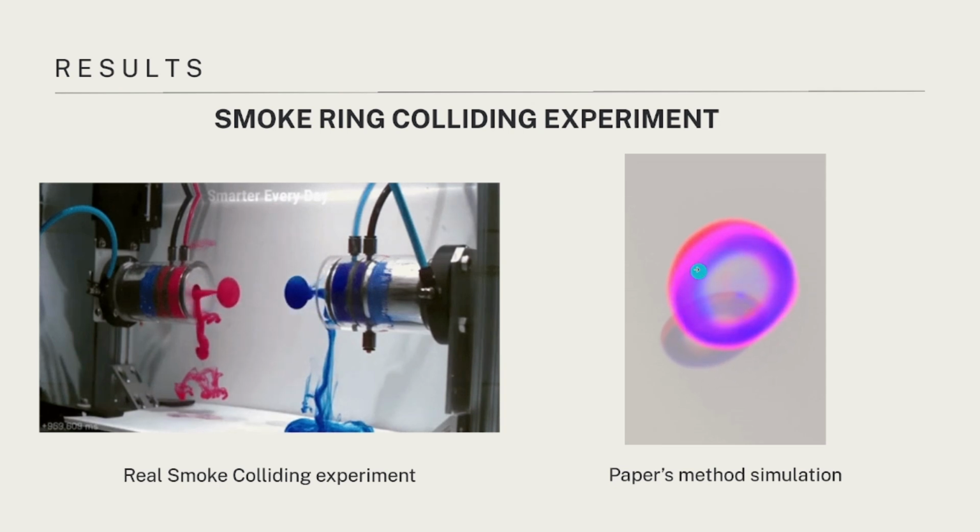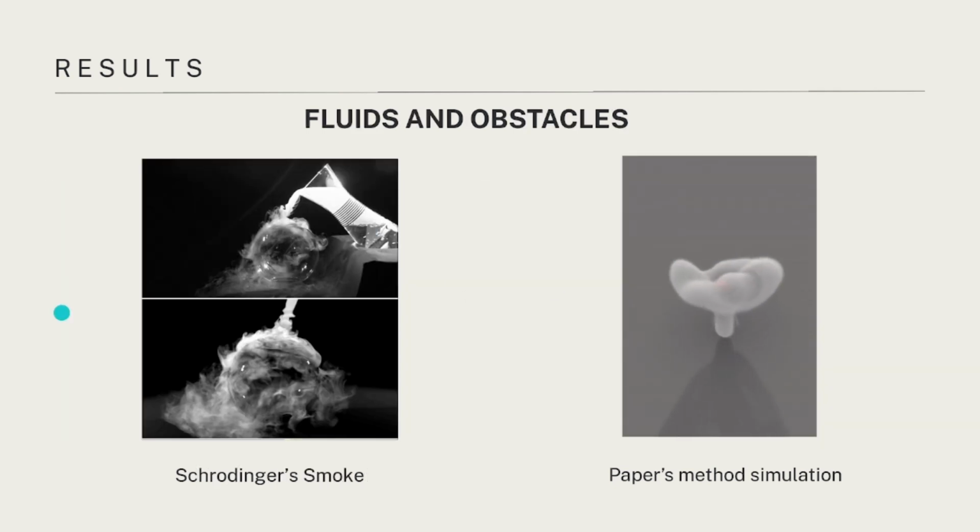And finally, we have the fluid and obstacles. When fluid hits a sphere, as we can see here in the simulation, the flow obeys that boundary. There's no leakage, no artifacts near surfaces, and it's a very clean result. And this was a major weakness of previous neural solvers, which this method solves quite cleverly.